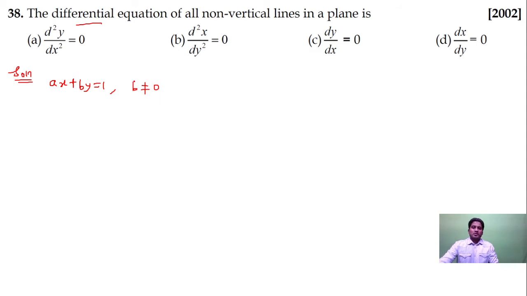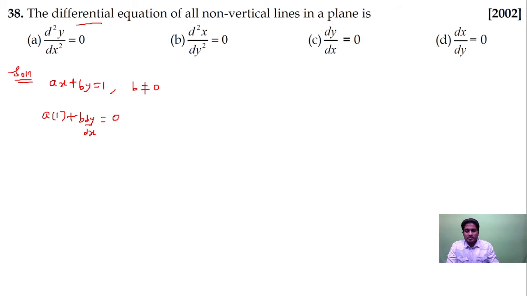If b is equal to 0, then you get x is equal to something, a line parallel to the y-axis. So obviously you get a vertical line. So b should not be 0. If I differentiate once, since I have two constants, order should be 2. a into 1 plus b into dy/dx is equal to 0.